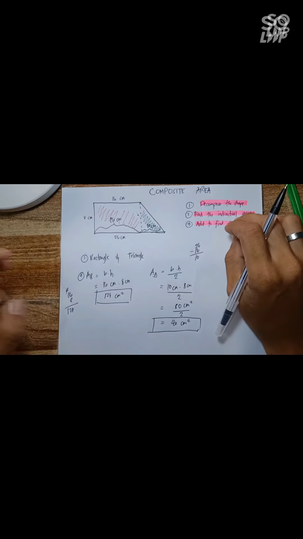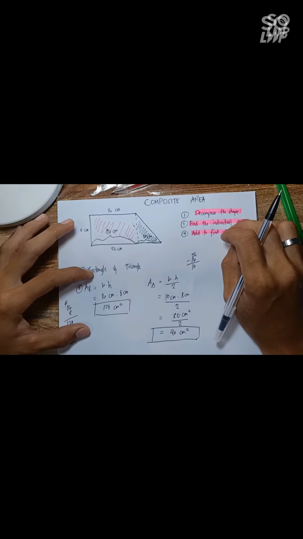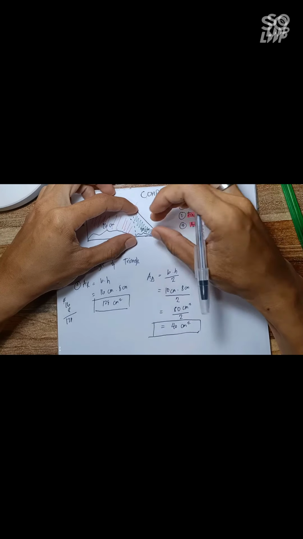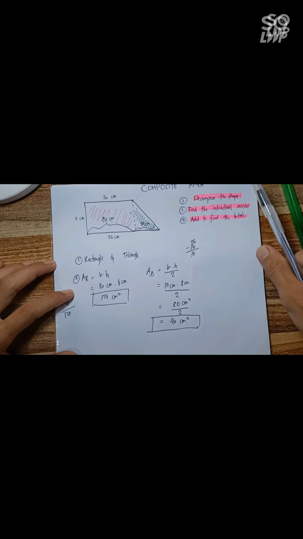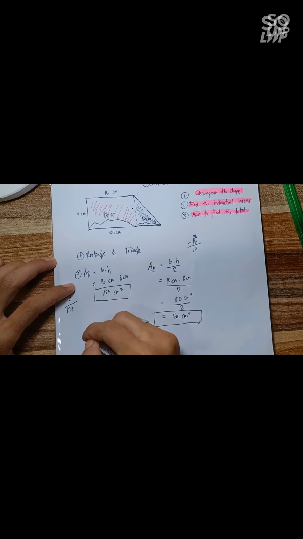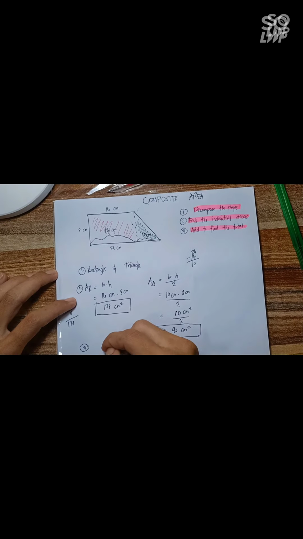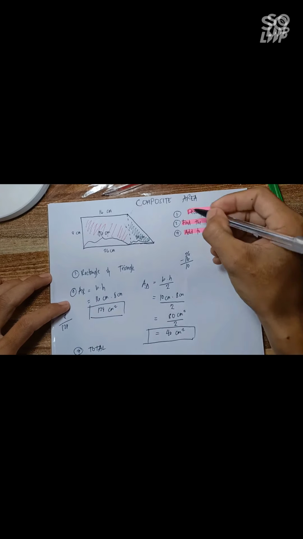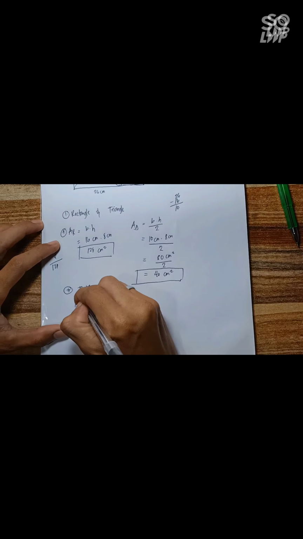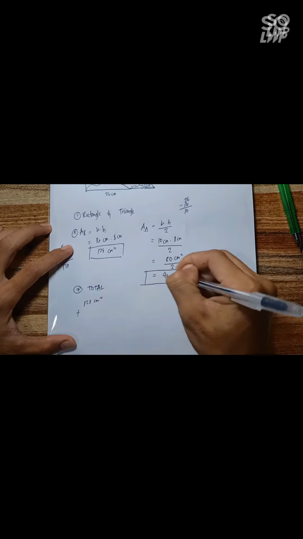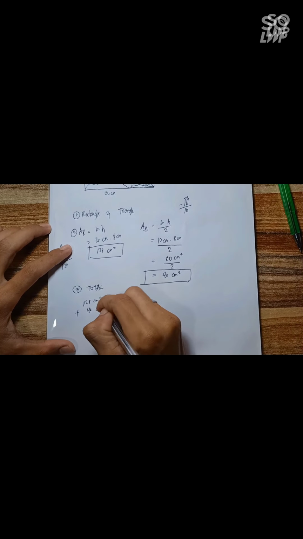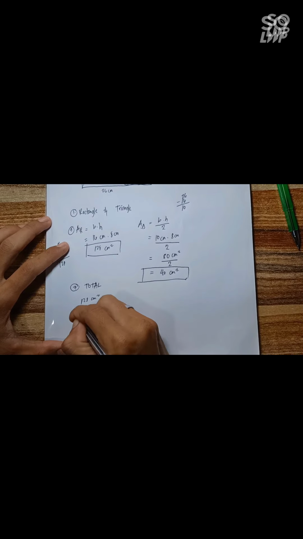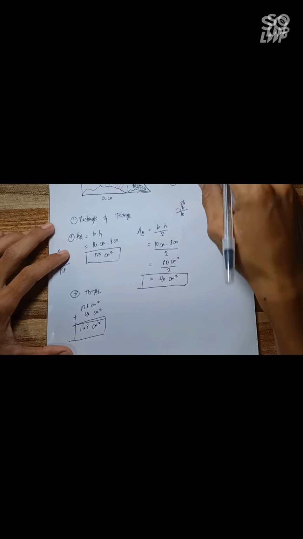Nakuha natin yung area ng ating rectangle, 128, at saka yung area ng ating triangle na 40 cm. Yung last step natin guys, the third one is the total. I-add lang natin to guys, 128 cm squared plus 40. So, 168 cm squared. Ito na yung ating total area guys.